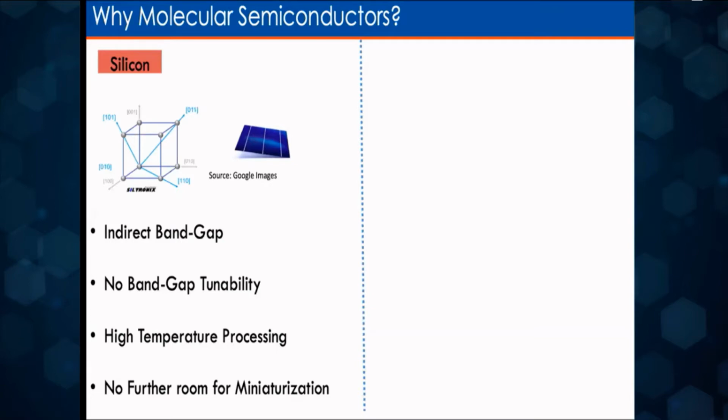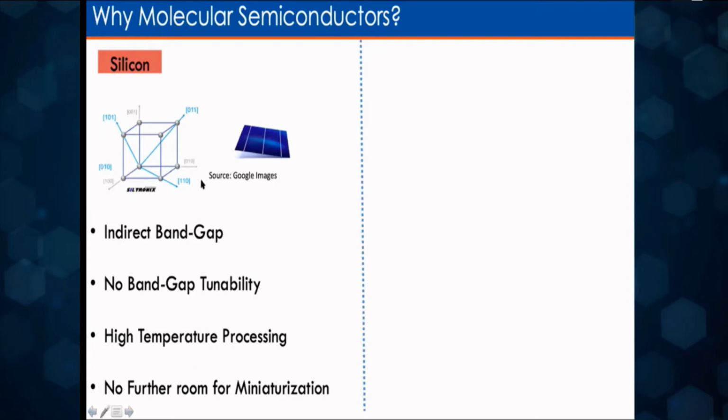Silicon has been traditionally used. The physics behind silicon is very well understood, and it is a choice of material for several other reasons. It's non-toxic, and the availability of the material is across the globe. But what are the difficulties with silicon?